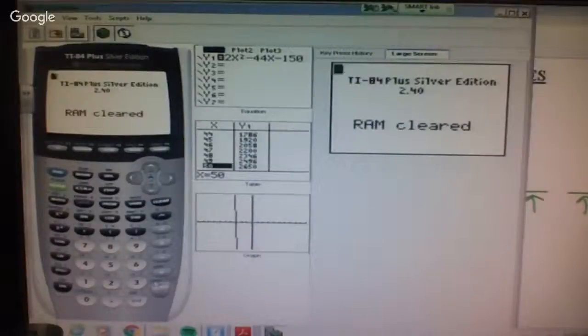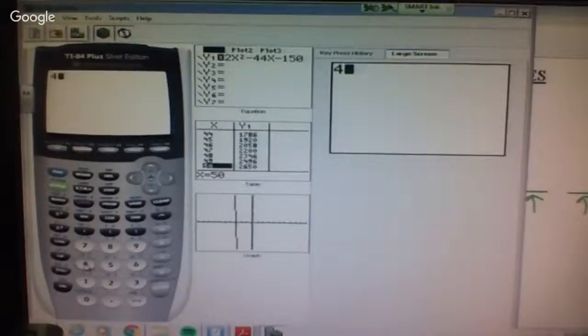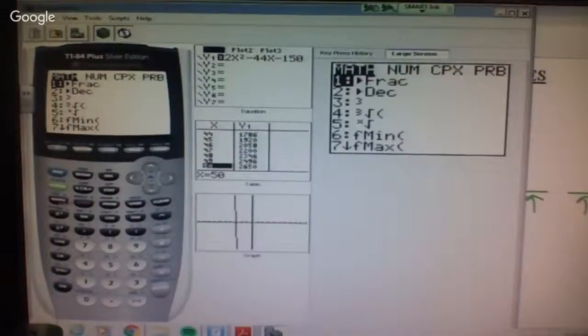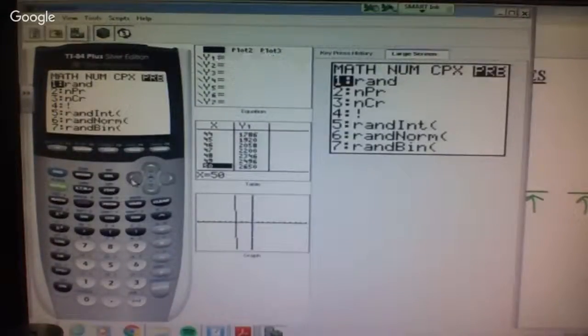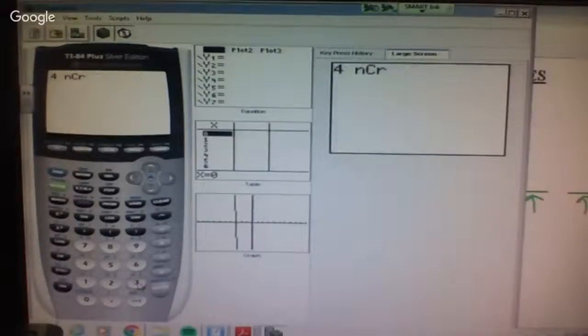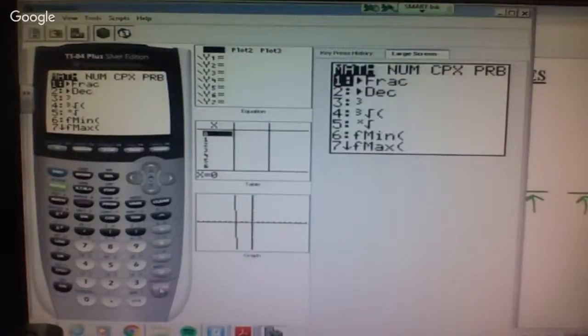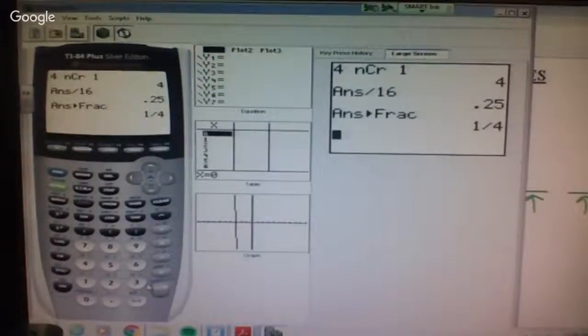All right. So to do this, you would do 4. You would go to math. You would scroll to probability. I want combination. So choice 3. 1. Hit enter. Divide that by 16. And if you want it as a fraction, you change it back to a fraction.